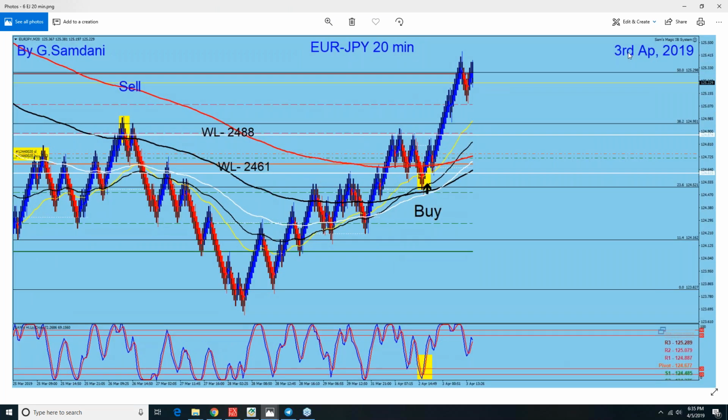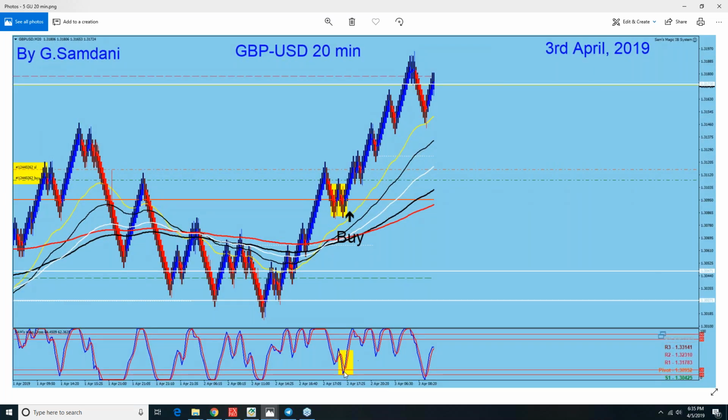Going back to April 3rd, EUR/JPY going to the upside. Entry is here using the Magic IV system. Beautiful setup. Indicators all the way down. And this is long, same setup, same story. GBP/USD going to the upside on the 3rd. Today was just the down move, right?